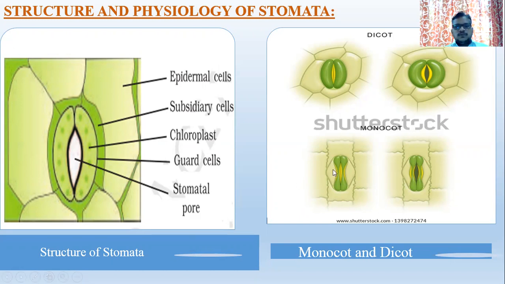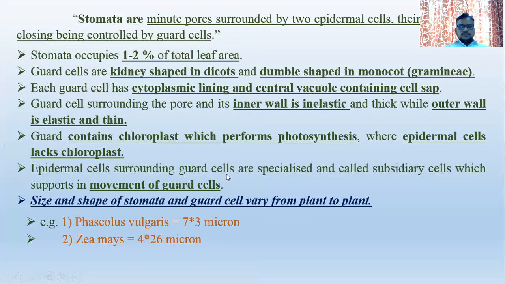Now on the other photo we are able to check the structure of the stomata, which is present in the dicots as well as in the monocot. In the dicot it is kidney bean shape, while in the monocot it is dumbbell shape. Okay, this is the only difference which we can observe in the diagram. All other remaining cells and structural constituents are the same as the standard structure of stomata. Moving on to the next slide.